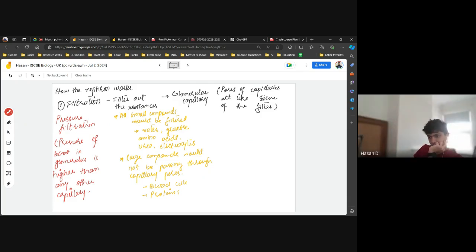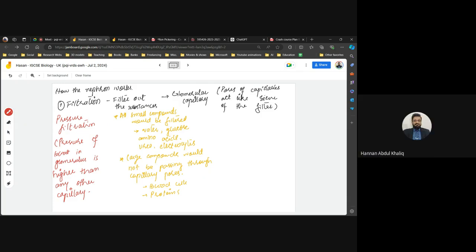Maybe. Yeah, it would cause a lot of collision because when the blood is coming with the pressure and a speed, it would collide with the capillaries, leading to the leakage of all the substances that are small enough to pass through the pores. Did you get it?